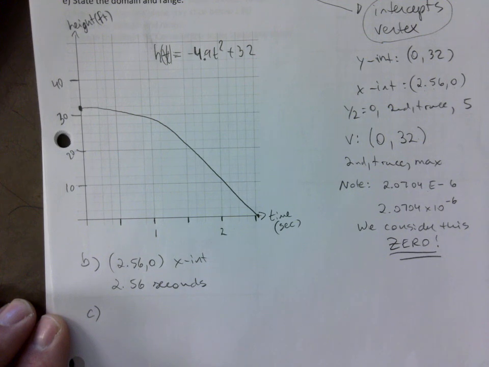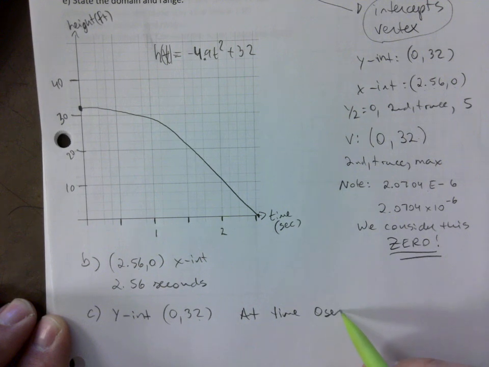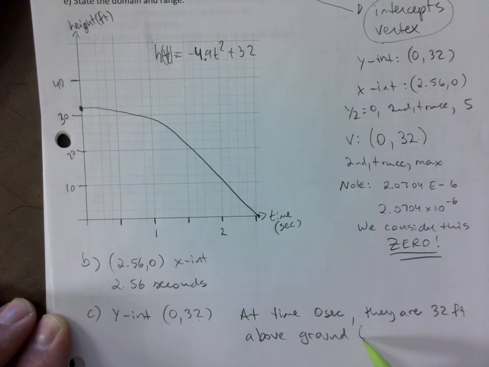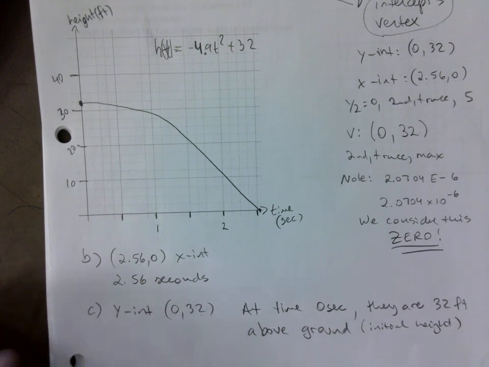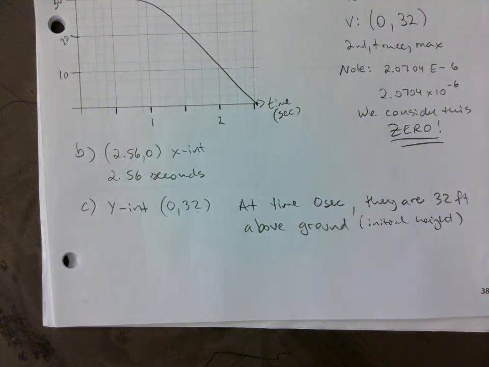C. What is the initial height of the buffalo? That is given to me by the y-intercept. 0.32. When time is 0, right? Initial time, they're at 32 feet above ground, right? At time 0 seconds, they are 32 feet above ground. Okay? Initial height. Oops, I'm a little off here. Hold on. At time 0 seconds, they are 32 feet above ground.